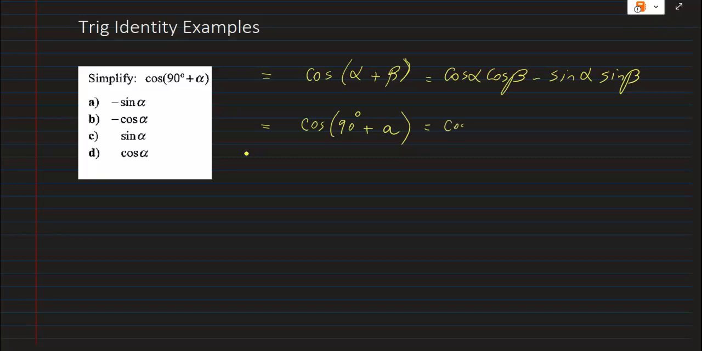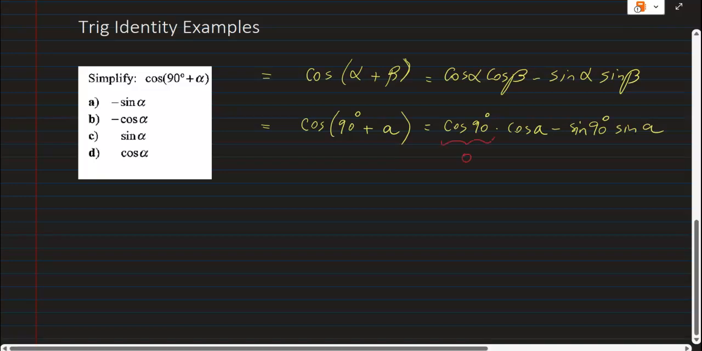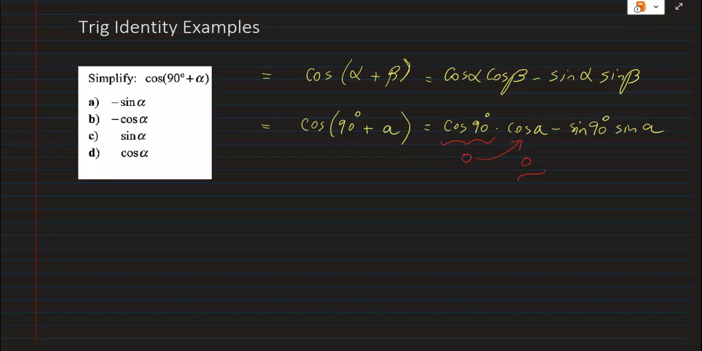So we're going to go through cos of 90 degrees times cos of alpha minus sine of 90 degrees sine of alpha. Excellent. All right, now I need you to pay attention to a couple of things. First of all, cos of 90 degrees, that's 0. 0 times anything is 0. So this first term of this expression, that's 0. Next term, sine of 90, here is 1.